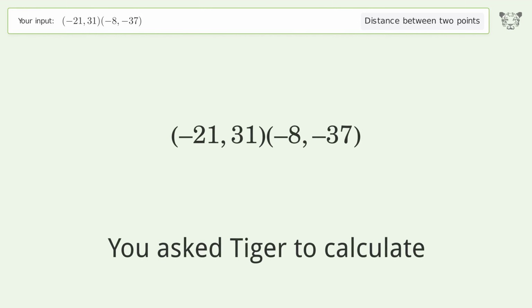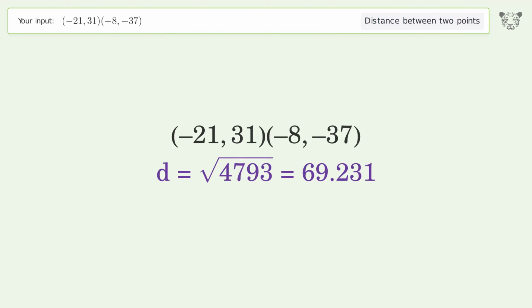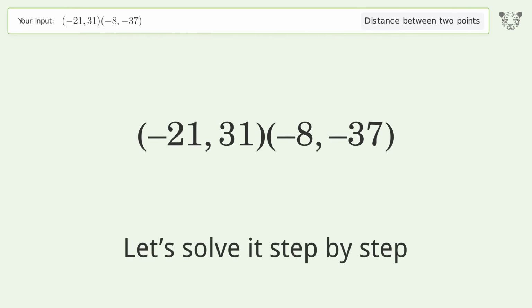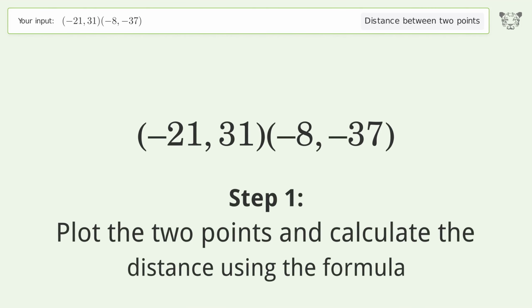You ask Tiger to calculate. This deals with the distance between 2 points. The distance between the 2 points is the square root of 4,793, or 69.231. Let's solve it step by step. Plot the 2 points and calculate the distance using the formula.